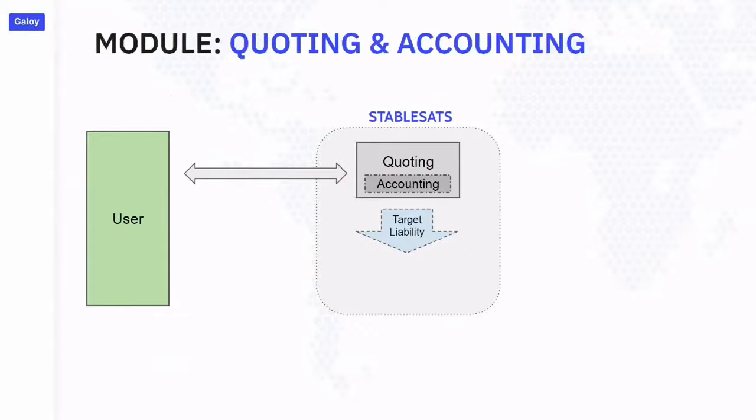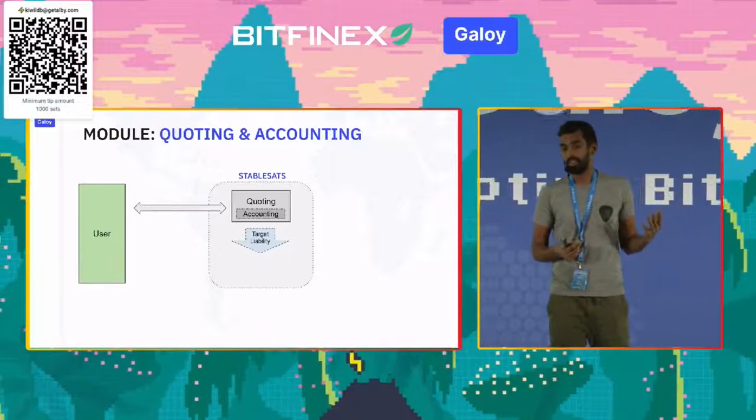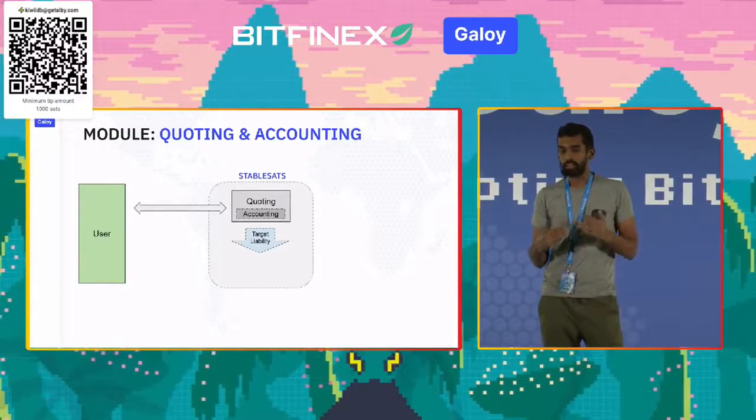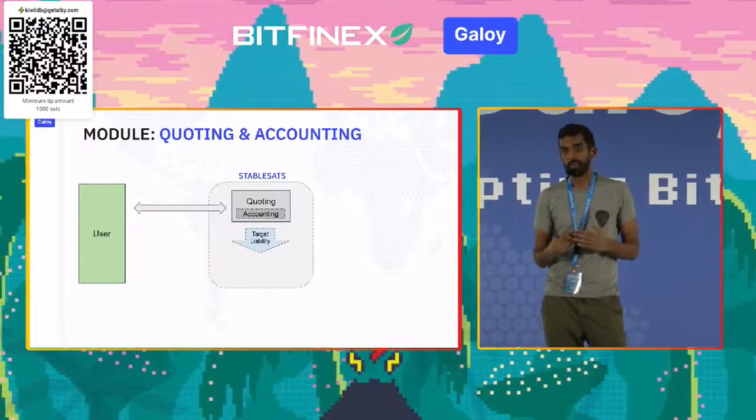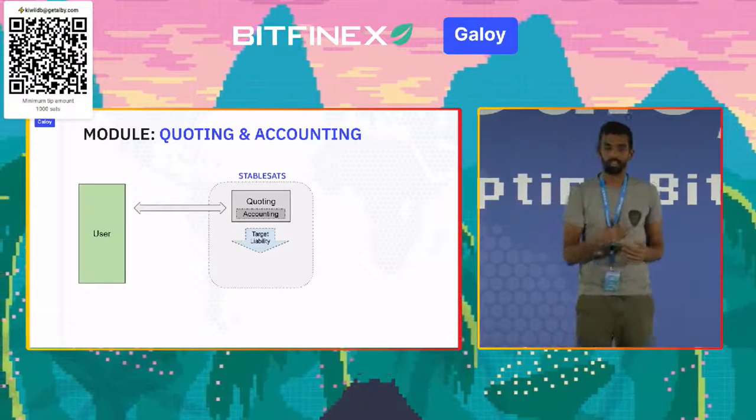If we look at quoting and accounting, what happens here is the user comes to stablesats, they have some Bitcoin, and they want to hedge it. They call stablesats and say, hey, I want to hedge maybe 1,000 sats, maybe 10,000 sats. Can you please give me a quote for that? Stablesats has its own internal pricing, it's tracking the price of the instrument it's using.